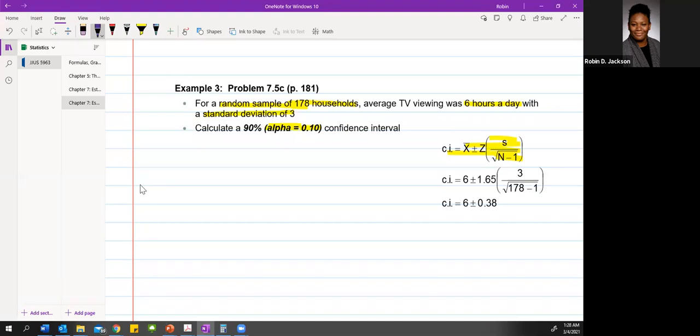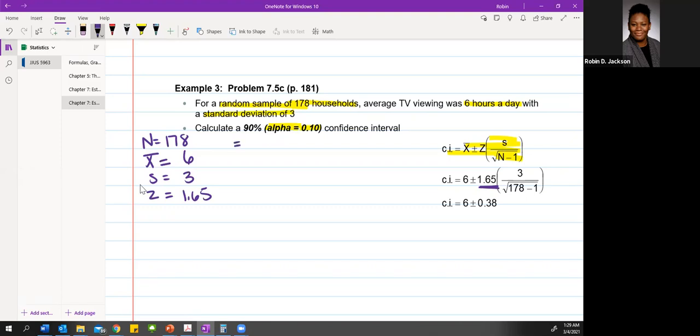All right, so the N, we know that the N is equal to 178. We know that the X bar, the sample mean, is equal to 6 hours a day. We know that the sample standard deviation is equal to 3. And because our alpha is different, remember, we're not going to have a z-score of 1.96. Our z-score this time around is 1.65. So z is equal to 1.65. All right. Okay, so my space is a little limited on this one. So I'm not going to write out the CI. I'm just going to start with the equal.